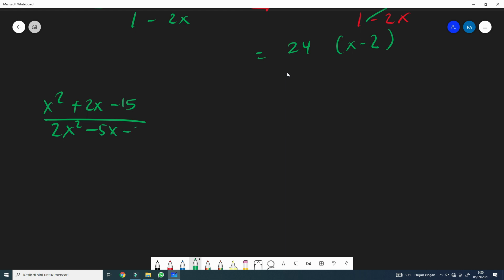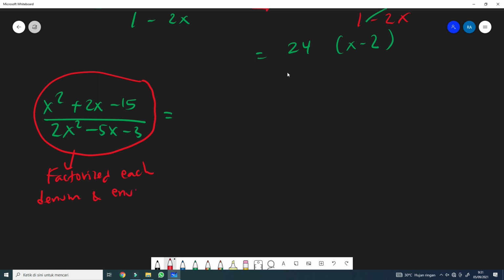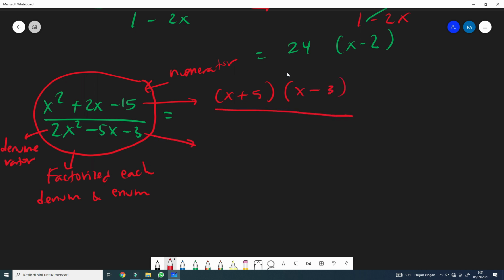Next problem, we have x squared plus 2x minus 15 divided by 2x squared minus 5x minus 3. To solve this, we need to factorize the numerator and denominator. This is the numerator, and this is the denominator. The numerator will be x plus 5 times x minus 3, and the denominator will be solved as before. We need to find the factor of 3, which is 1 times minus 3 and 1 times 3. Let's try minus 1 and 3. Then the equation result will be 2x squared plus 5x minus 3.